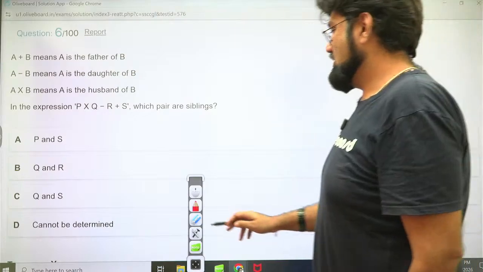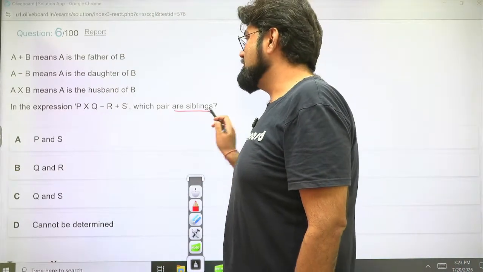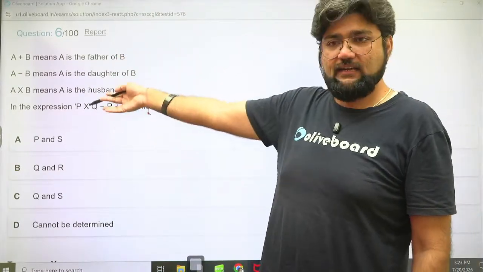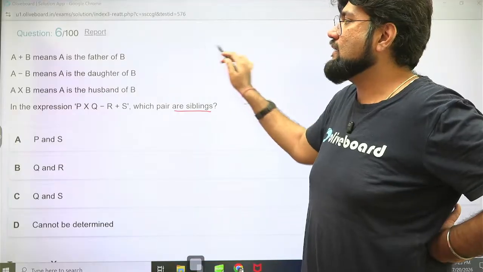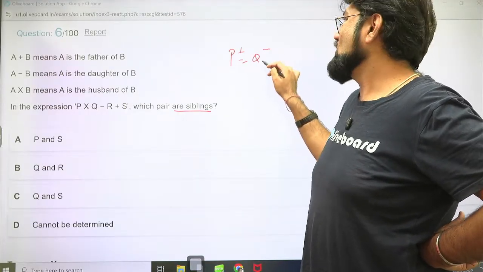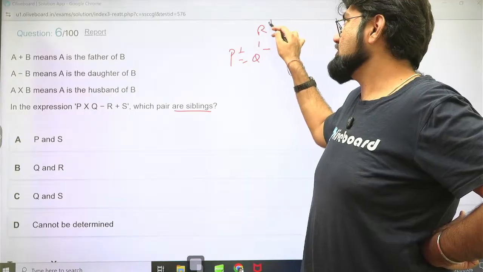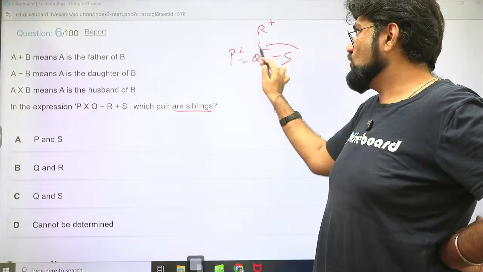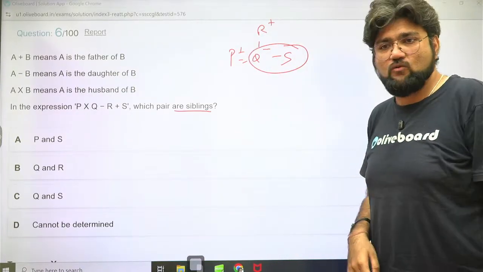Coded blood relation. Now, which pair are siblings? You can either again solve it directly, just reading it, or you can solve it quickly. P into Q, P is the husband of Q. Q minus R, Q is the daughter of R. And R plus S, R is the father of S. Now, what is the sibling pair? Q and S, correct?